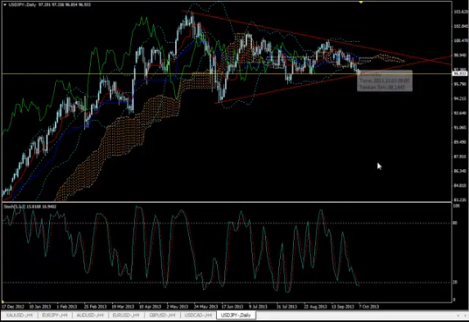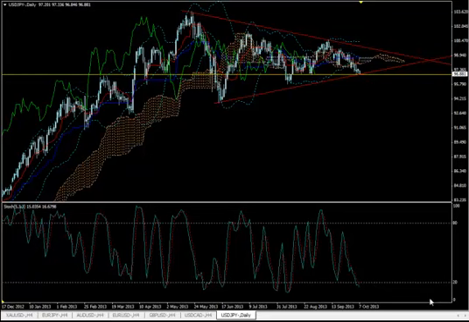Why I don't worry? I don't worry much because I know that stochastics are telling me that the pair on the daily time frame is already in an oversold zone. Oversold zone is below the 20 level.